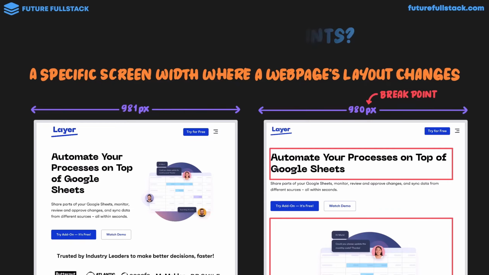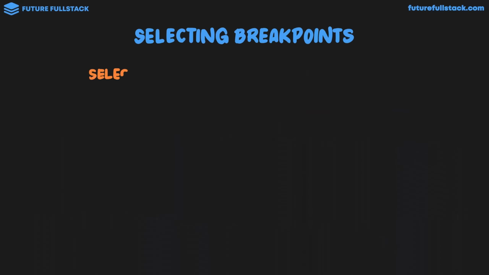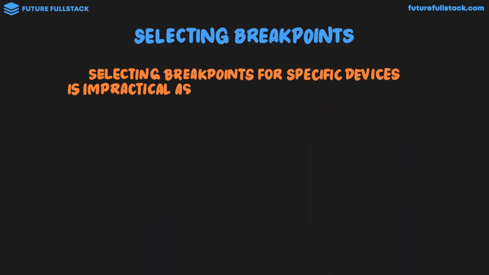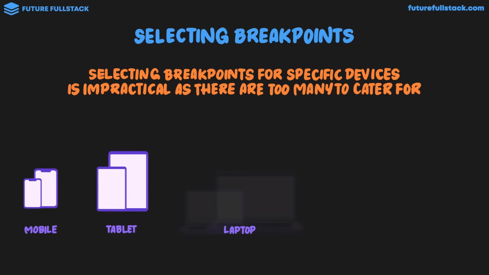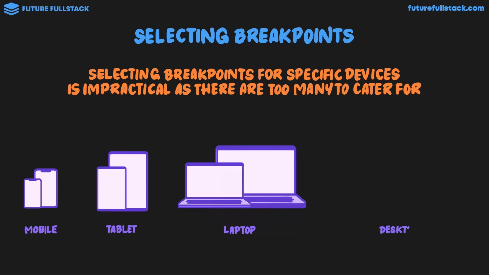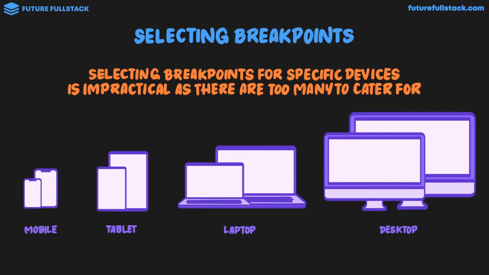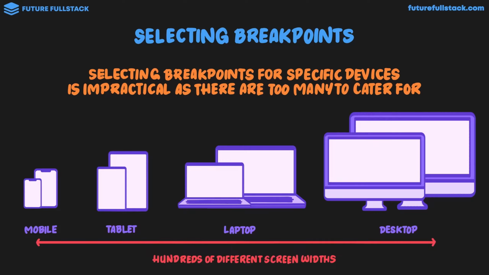So let's now discuss how we go about selecting breakpoints. Selecting breakpoints for specific devices is impractical as there are too many to cater for. We have mobile devices, where we have a range of different sizes. We have tablets, again with a range of different sizes. We have laptops that also come in a range of different sizes. And finally, desktops, which also come in a range of different sizes. Now, we don't design for specific devices, and when I mean specific, I mean something like an iPhone X or a Samsung Galaxy, because if we took this approach, we'd have to design for hundreds of different screen widths. So if we don't design for specific devices, how do we go about doing this?